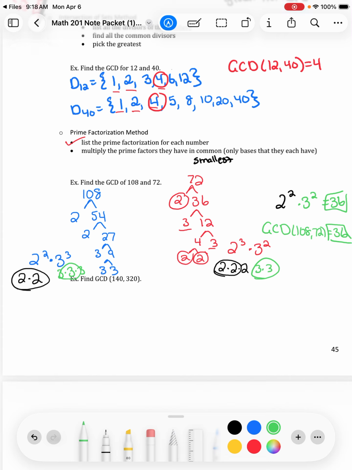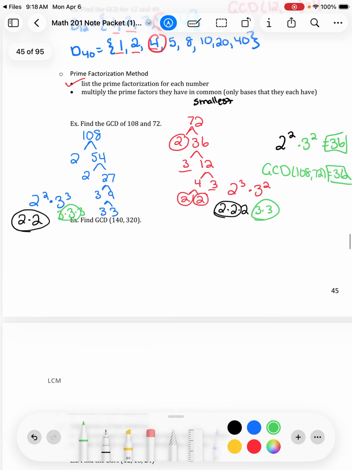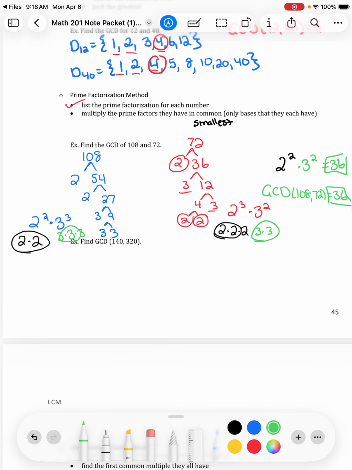All right, I'm going to let you pause the video and see if you can write out the prime factorization for 140 and 320. You might have to squeeze it on there because there's not a whole lot of space on that page. So go ahead and pause the video and see if you can get the prime factorization for 140 and 320. All right, let's see how you did.